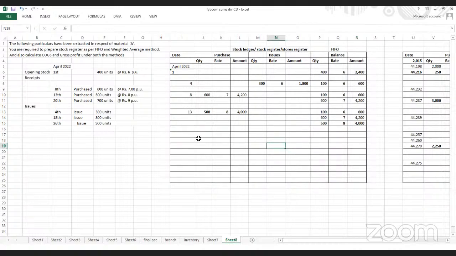Okay. Now after 13th, next date is 18th, and on 18th I have to issue 800 units. So let us see how to issue. So I'll write the date 18th.